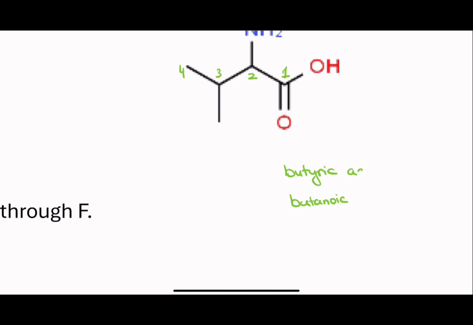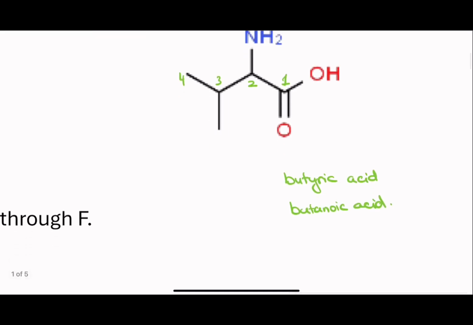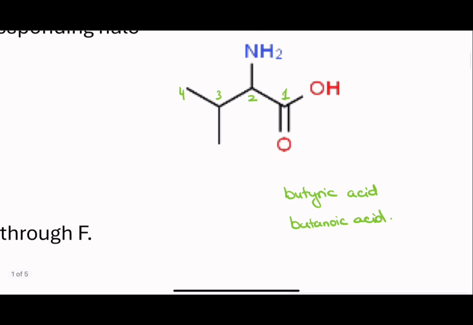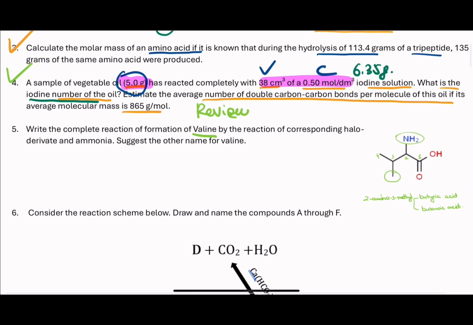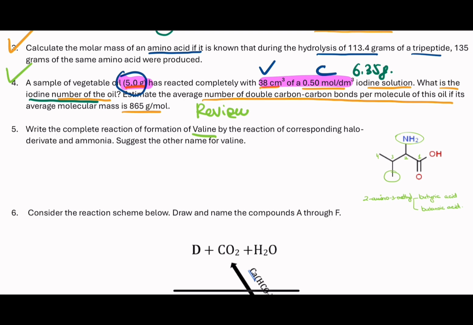Butanoic acid. Right? And then, on the second carbon we have an amino group, and on the third one we have a methyl group. So it would be 2-amino-3-methylbutyric or butanoic acid. Either one is fine. Okay? And it's asking you to write the complete reaction formation of valine.